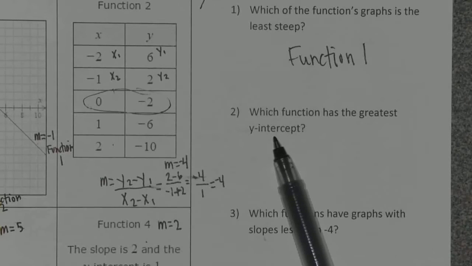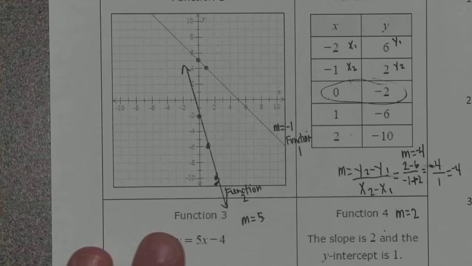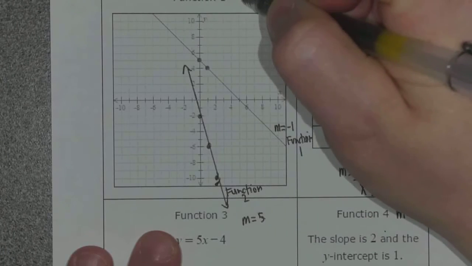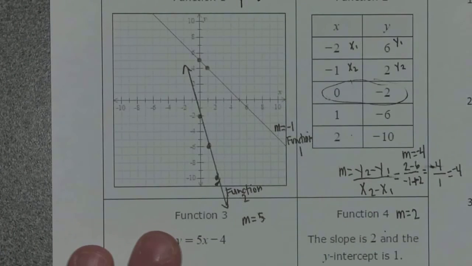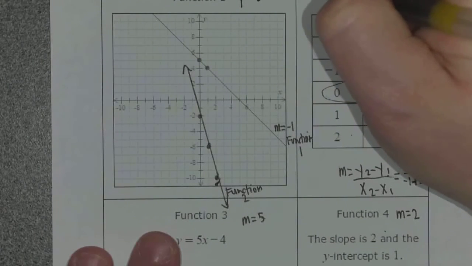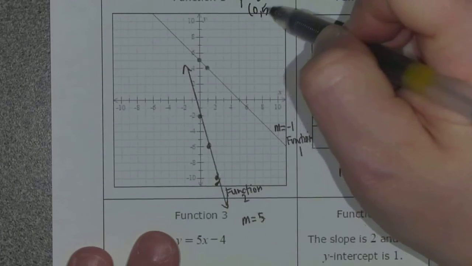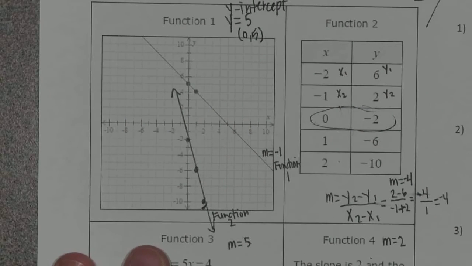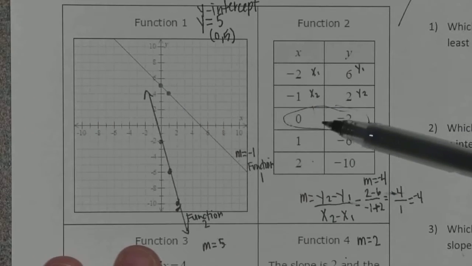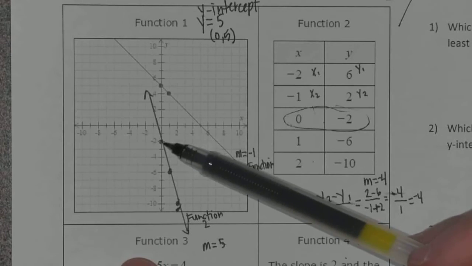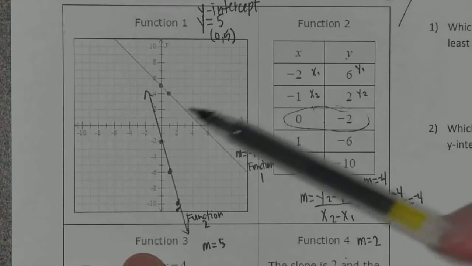Well, the y-intercept is where your graph crosses the y-axis. So looking over here, function 1 crosses at 5. So I'm going to say y equals 5 is my y-intercept. Do you guys agree with me on that? That ordered pair would actually be 0, 5, because you're over 0 and you're up 5. So function 1's y-intercept is 5. Does anybody know what function 2's y-intercept is? It's -2, right? Because we already graphed it.